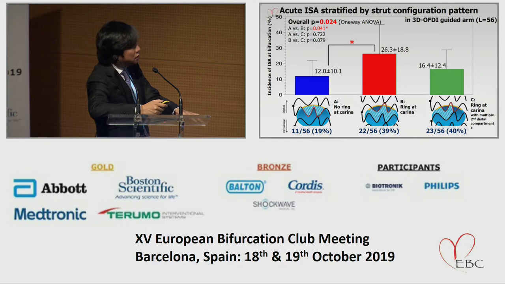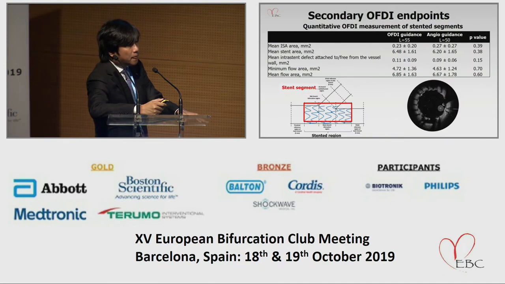elimination of metallic structure. And there was a significant difference in terms of the ESA according to this configuration, which is really difficult to control because already when you stent the main vessel, this configuration was decided. So I think that's probably not controllable during the procedure. These are the secondary OFDI endpoints in terms of quantification of lumen, malapposition area, stent area and flow area. There was no difference in these quantitative OFDI endpoints between these two arms if you take into account all the segments, including bifurcation.